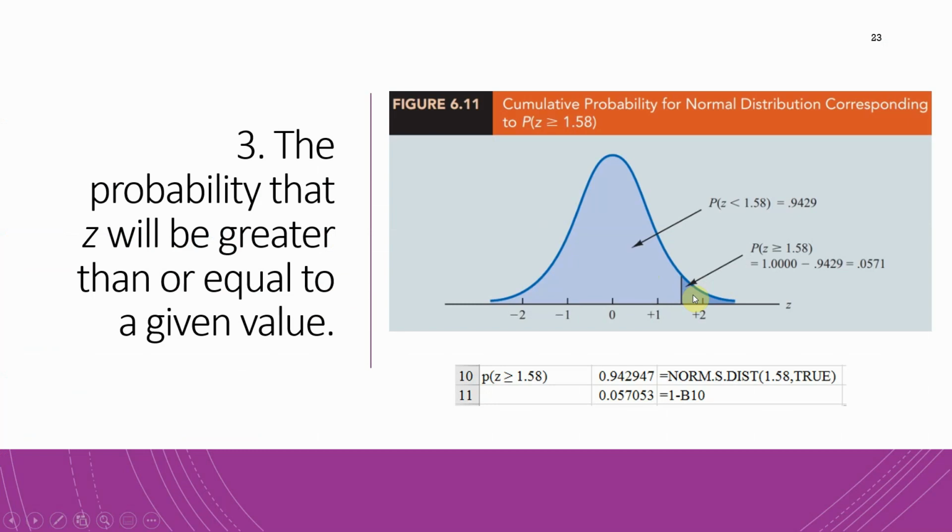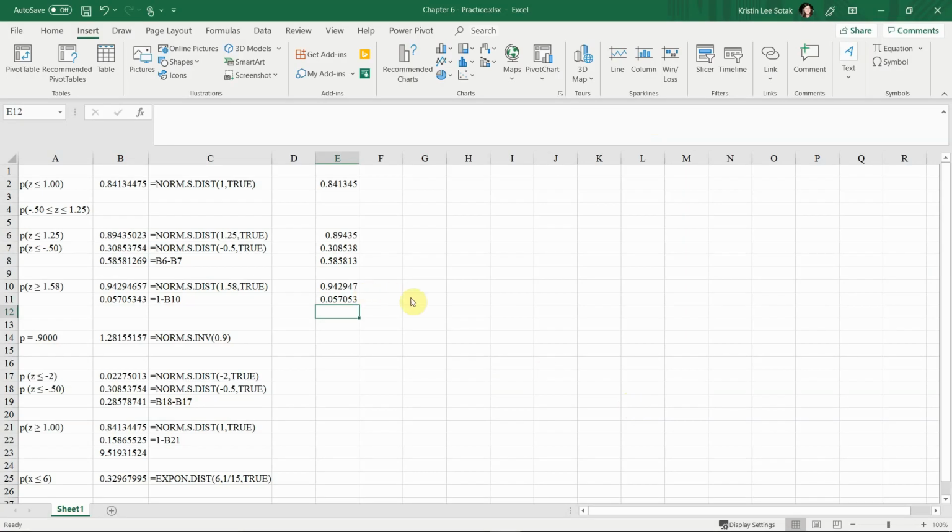And this makes sense too. Think about it conceptually when you do these problems: does my solution make sense? We know we're looking for a small area, this tiny little area here. We want to know, what's the probability that z will be greater than or equal to at least 1.58 standard deviations above the mean? That's this little area right here. So it comes out to be 0.057.